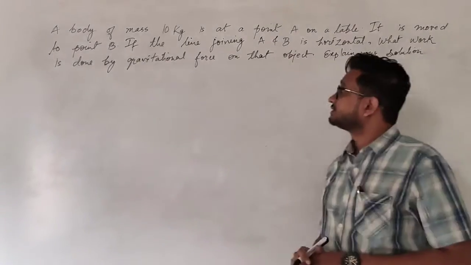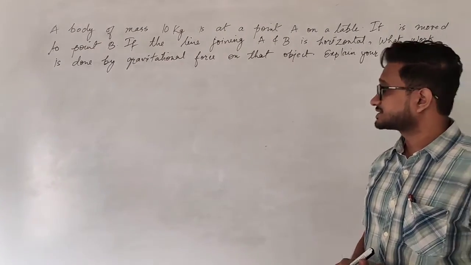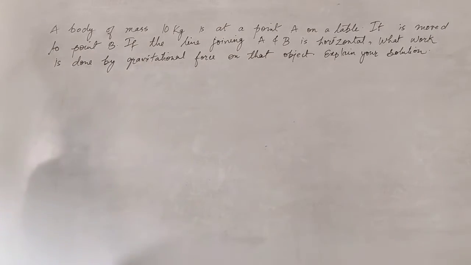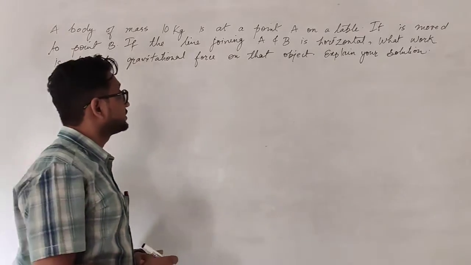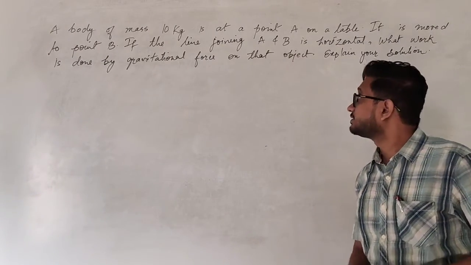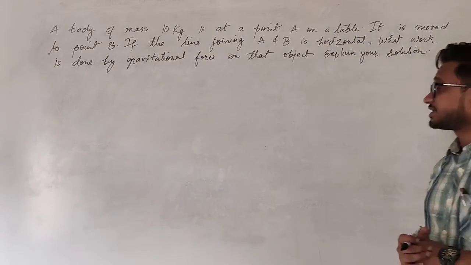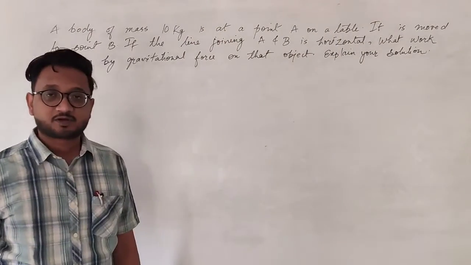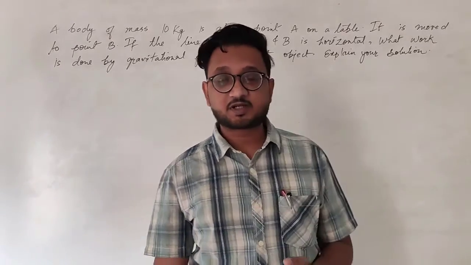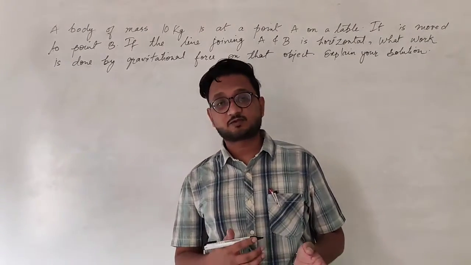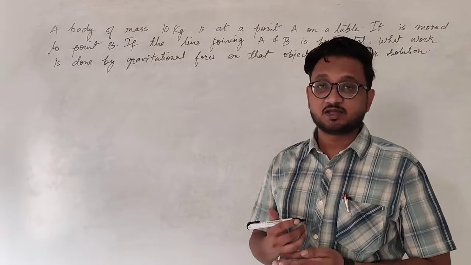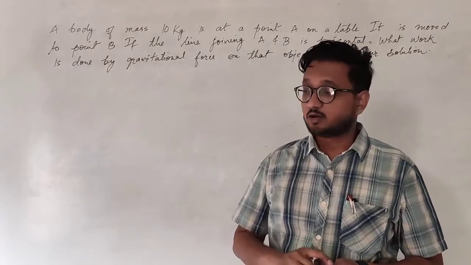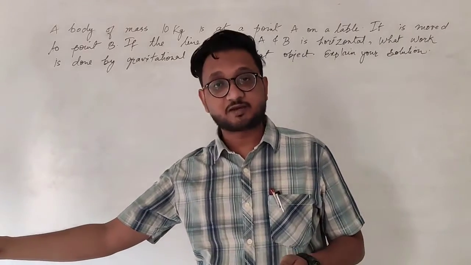Okay, students. So another question is, a body of mass 10 kg is at a point A on a table. It is moved to a point B. If the line joining A and B is horizontal, what work is done by the gravitational force on that object? Explain your solution. Once again, this is very similar to the questions that we did yesterday, that were objective and theoretical questions. That when an object is thrown from point A to point B at an angle, obviously it is falling on the ground once again.